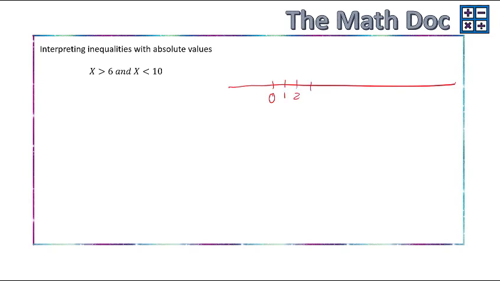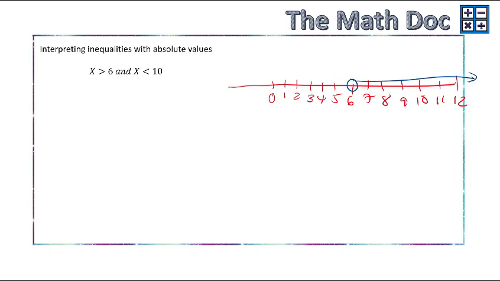1, 2, 3, 4, 5, 6, 7, 8, 9, 10. Let's take a little extra, 12. Okay, so we have here, let's change color. We have x is larger than 6. Okay, here's 6, so we take that to be larger than 6.